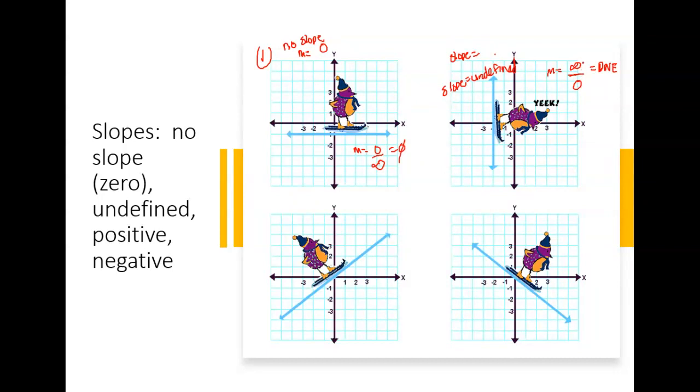And if you were to punch this into your calculator, it would give you an error. So if you have a vertical line, so straight vertical, its slope is undefined. If you have a horizontal line, it has 0 slope, a slope of 0.